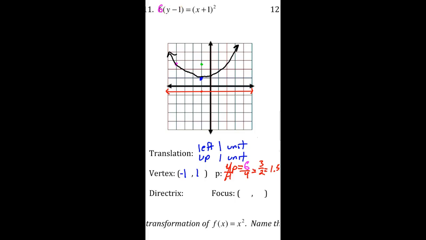Directrix, let's see here, since it's down, it's below, we're going to do 1 minus 1.5. So we'll get y equals negative 0.5, or you could say negative 1/2, either way. For the focus, we'll have 1 plus 1.5, which is 2.5, right? Or 5 over 2, either way. And then the x-coordinate is the same as the vertex, negative 1. So either one of those will be fine.